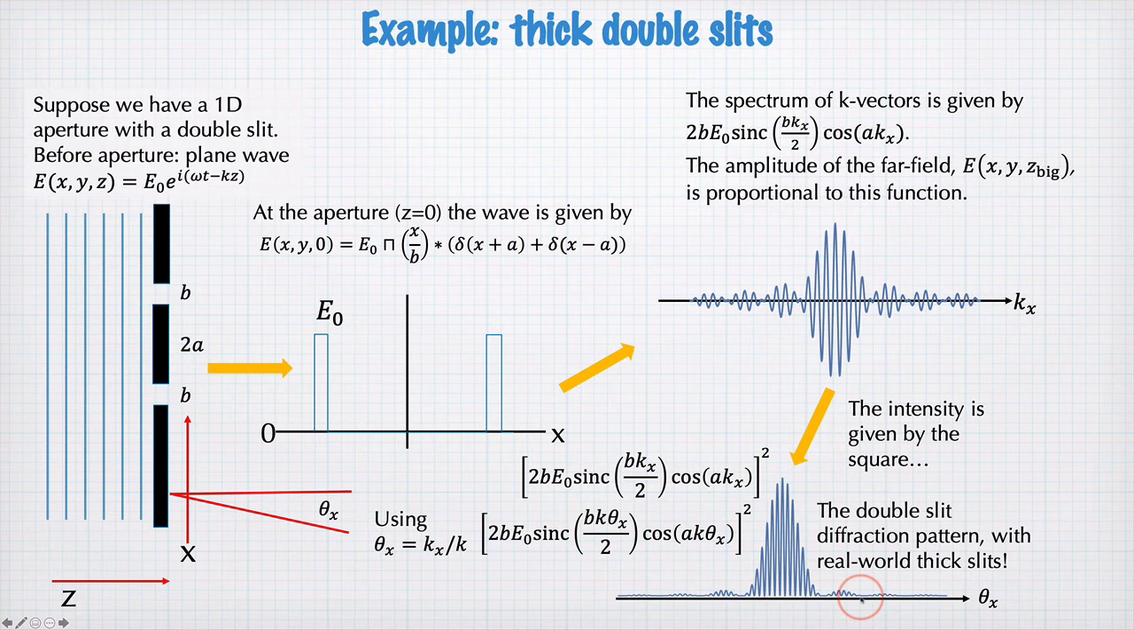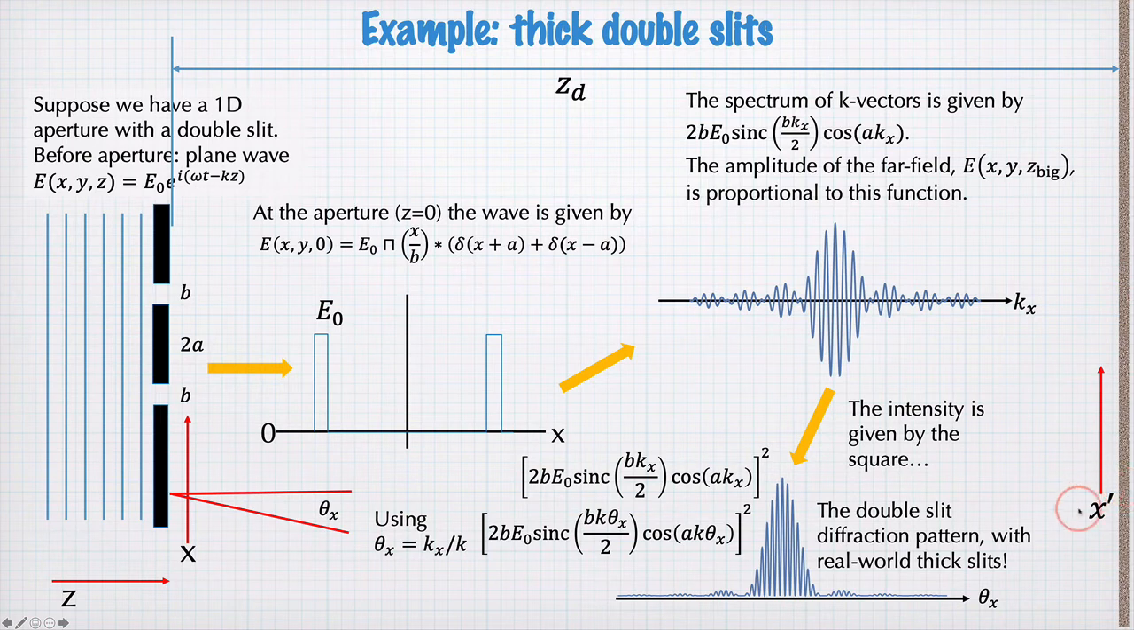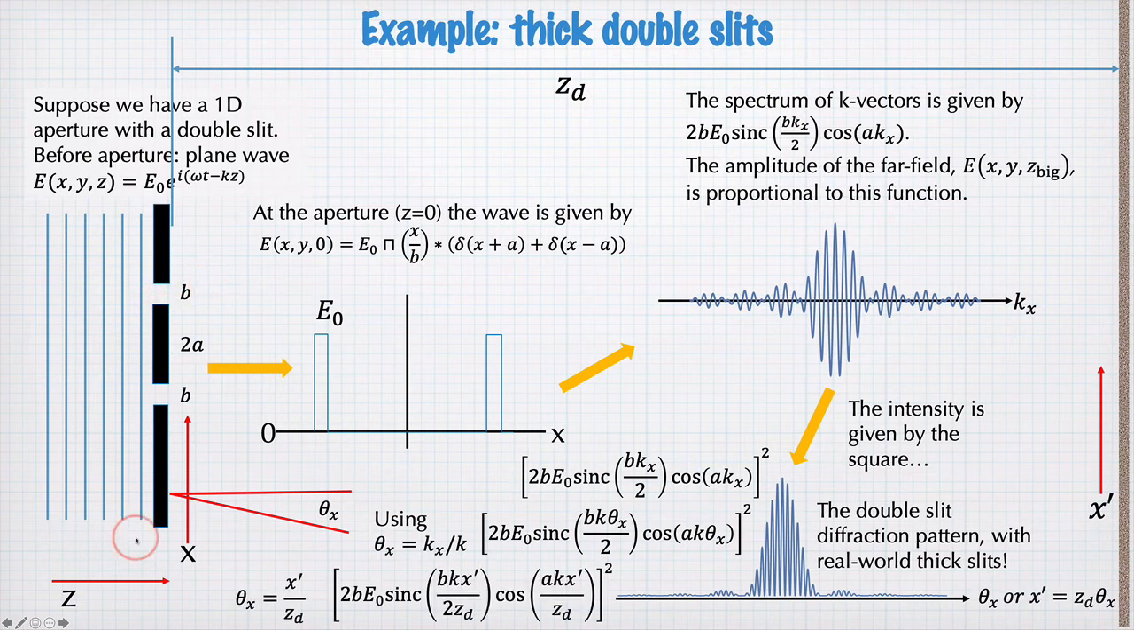If we propagate this onto a screen over here, so we have some screen with some spatial dimension x dashed, which is a distance zd from the aperture over here, then we can rewrite the angle theta x in terms of x dashed and z, again assuming small angles. So then we have a diffraction pattern written in terms of x dashed, which is the x spatial dimension at the position of the screen, which is a distance zd away from the aperture, and we assume that z here is very large, so we're in the far field.